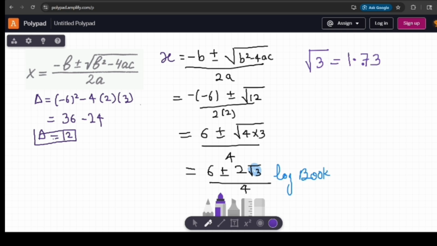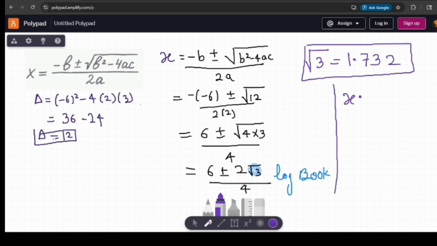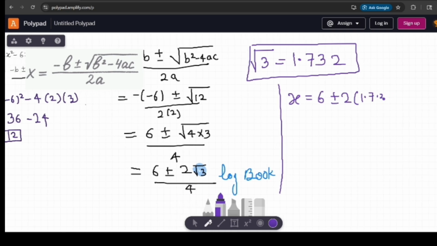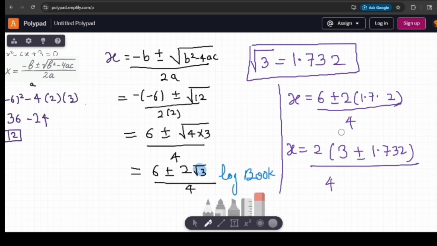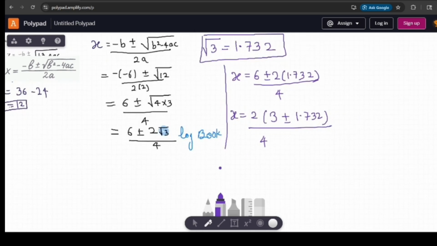Now going ahead with the sum. So after getting the value of root 3 from the logbook, we are going to simplify. So we have 6 plus or minus 2 times root 3 upon 4. I'm going to take 2 common from here just to make the calculation easy. So I'll get 2 into 3 plus or minus 1.732 upon 4. 2 ones are 2, 2 2s are 4.